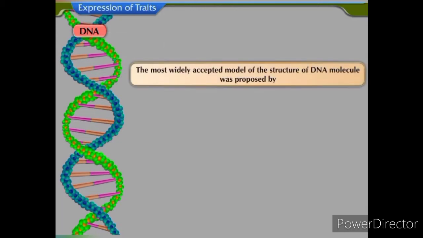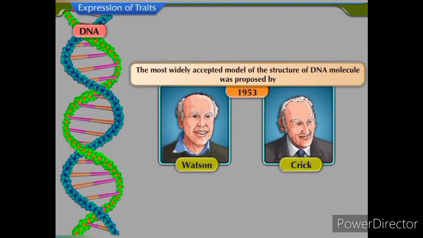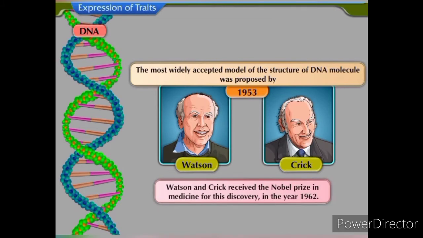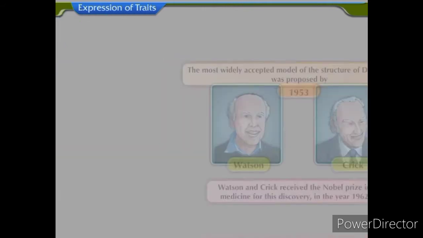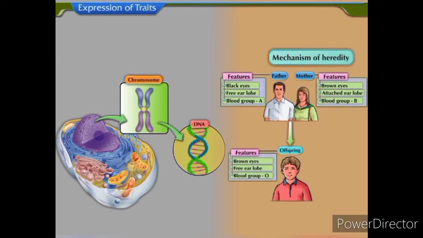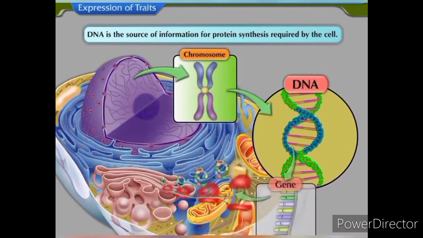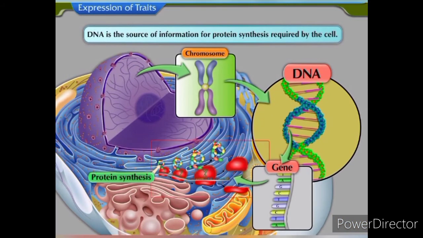The most widely accepted model of the structure of DNA molecule was proposed by Watson and Crick in 1953. They received the Nobel Prize for this discovery in medicine in 1962. Let us now study the expression of particular traits and the mechanism of heredity. The genetic material present in almost all living organisms is DNA. It is the source of information for protein synthesis required by the cell.